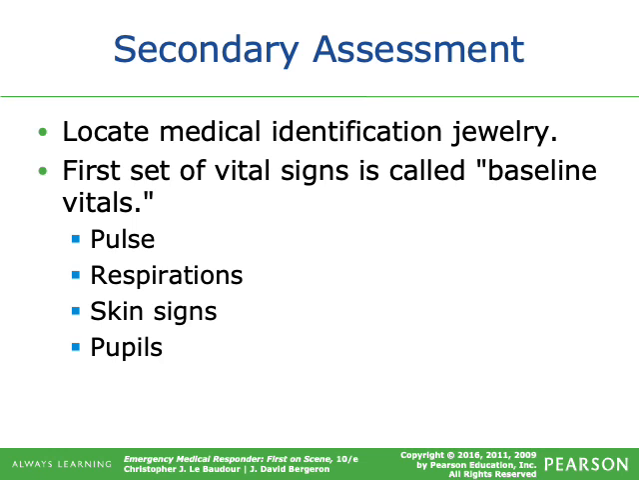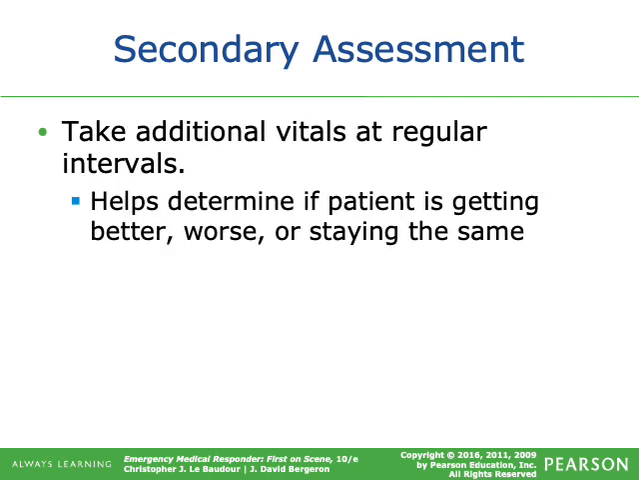Alright, you want to locate medical identifying jewelry. This could be a necklace or a bracelet. Your first set of vital signs is called your baseline vital signs. This is going to include pulse, respiration, skin signs, and pupils. Alright, you're going to take additional vital signs at regular intervals. This is going to help you determine if the patient is getting better, worse, or if they're staying the same.